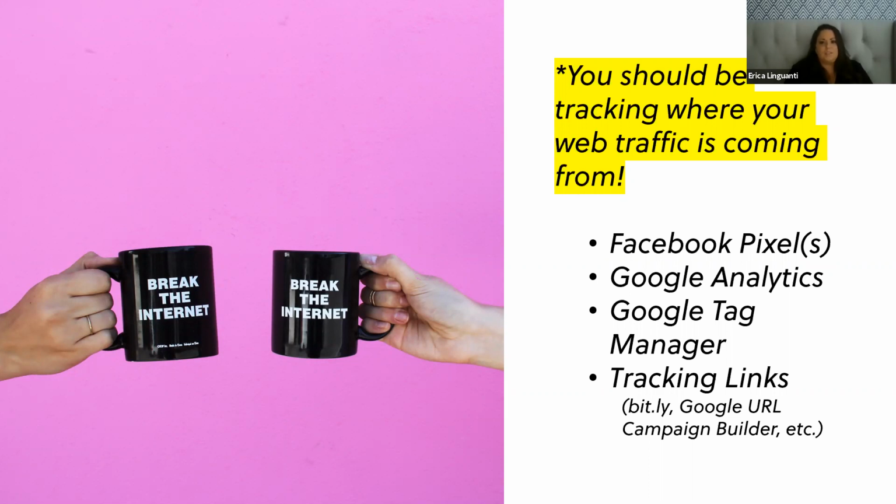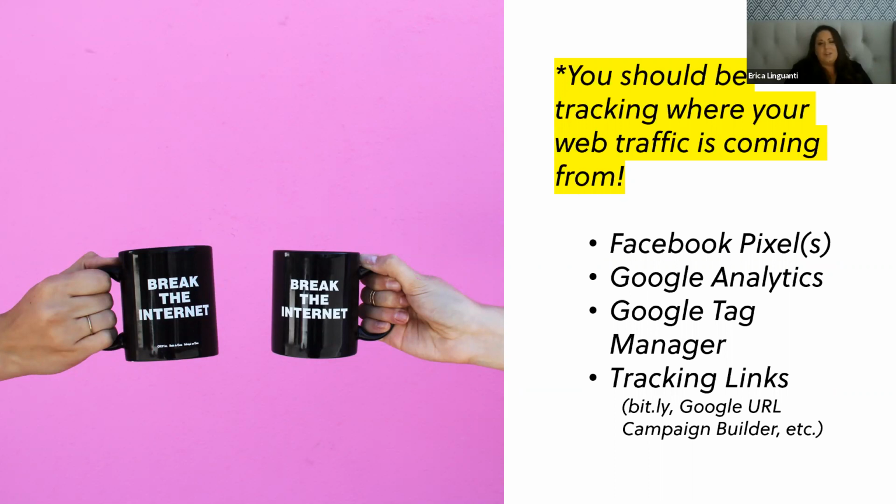So to do that, I've already mentioned Facebook Pixel and LinkedIn Insight tag. But Google Analytics, if you don't have that set up on your website, that's another free tool you should absolutely get set up today. Google Tag Manager is another one that's going to help you with keeping track of the UTM codes that you're creating to add to URLs.